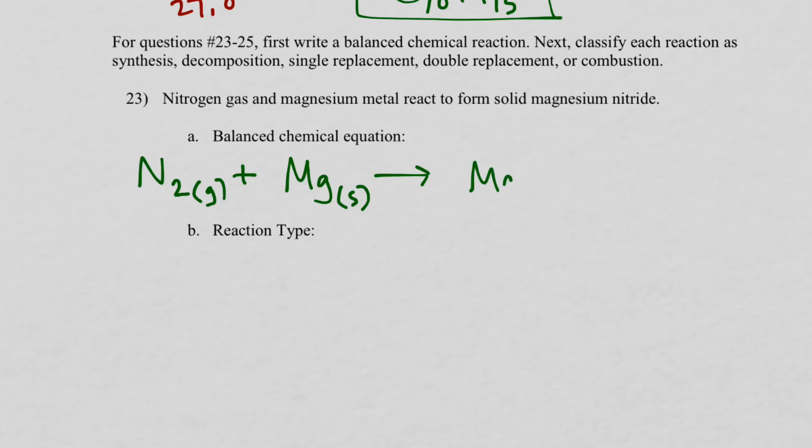nitride, excuse me. Magnesium is Mg2+, nitrogen is N3-, so when I crisscross this, I'm going to end up with Mg3N2, and it told us in the scenario that it was a solid. Last but not least, we need to balance the overall equation. Nitrogen's 2 on the left and 2 on the right. Magnesium's 1 on the left, 3 on the right, so we need a coefficient of 3. What is the reaction type? Synthesis.